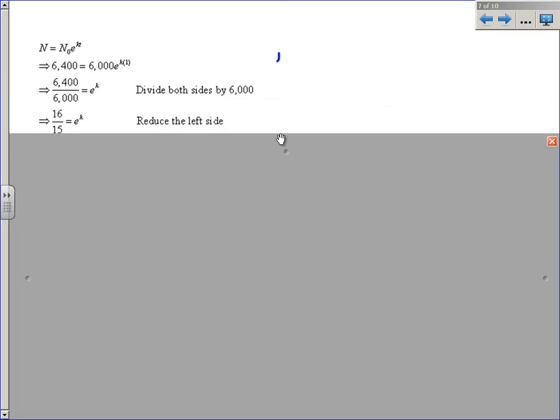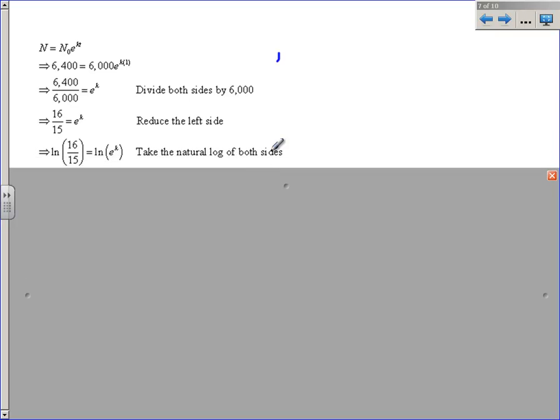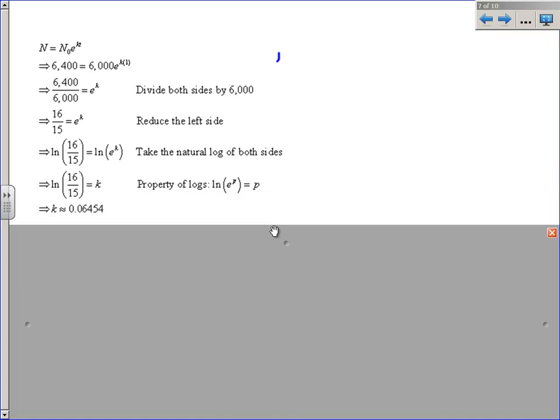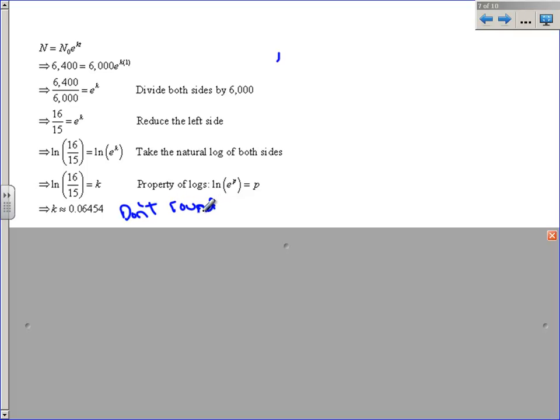Then we take the natural log of both sides, after it's simplified. Natural log of both sides. And that is our value for K. And it works out to be this big long decimal. Do not round this number. Keep it as many decimal places as you can. A very small change in your exponent makes a great big change in your value.